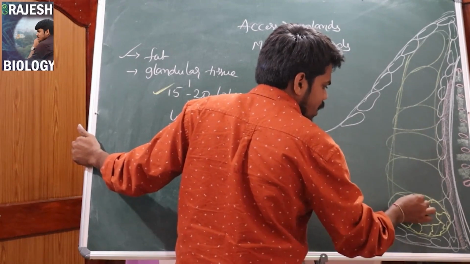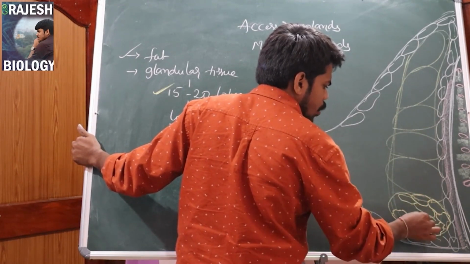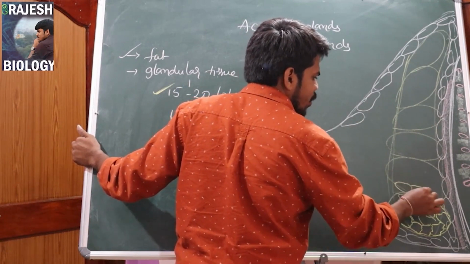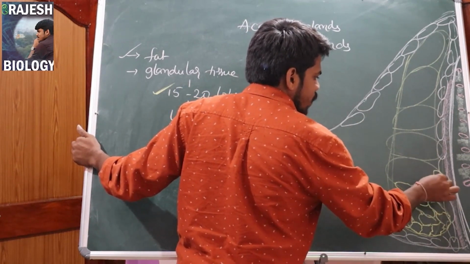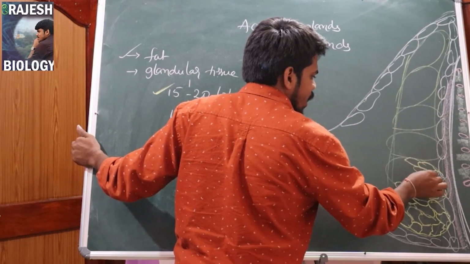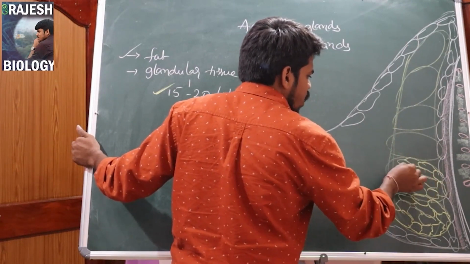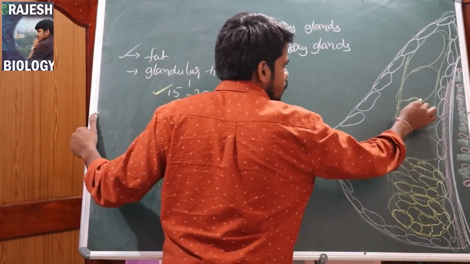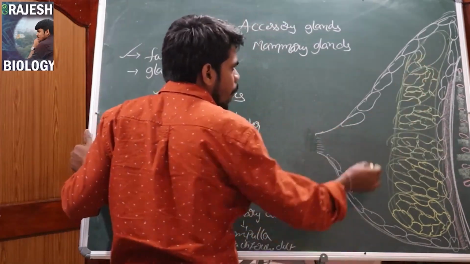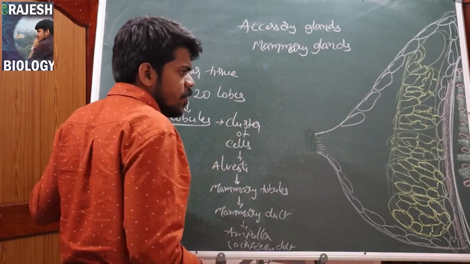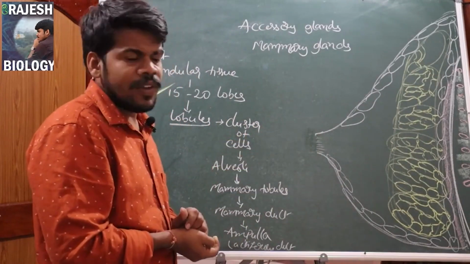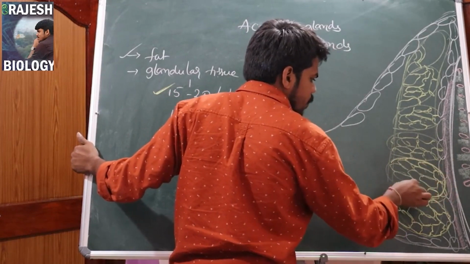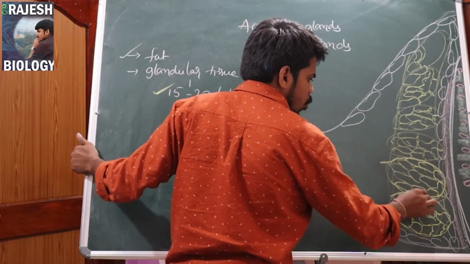It is a very important diagram. You have to draw this mammary gland when you write about the mammary glands in examinations. So like this, they divide into many lobules. You can continue with this. Like this, we can draw the different lobes of the mammary gland. This is the mammary lobe.